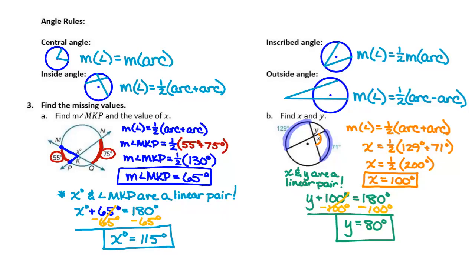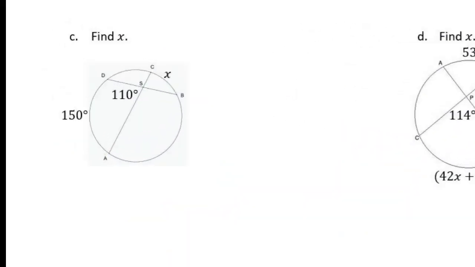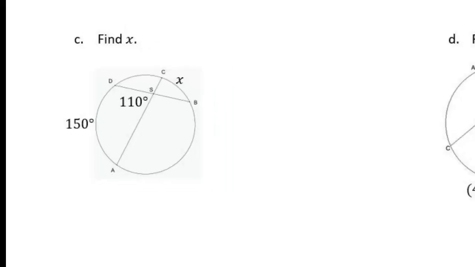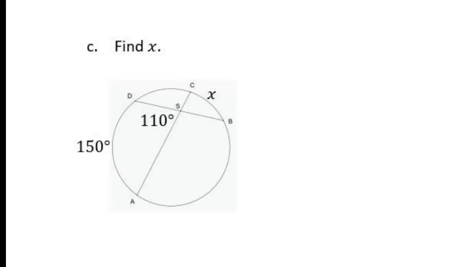All right, let's look down at part C. Part C says to find X. Is X still an angle like it was on the last two problems? No, now X is a what? X is an arc. Are we looking at a central angle situation, an inscribed angle situation, inside or outside? Inside again, yes. All right. So X is this arc here. We have an inside angle situation, so I need the opposite arc, which would be this one right here, 150 degrees.